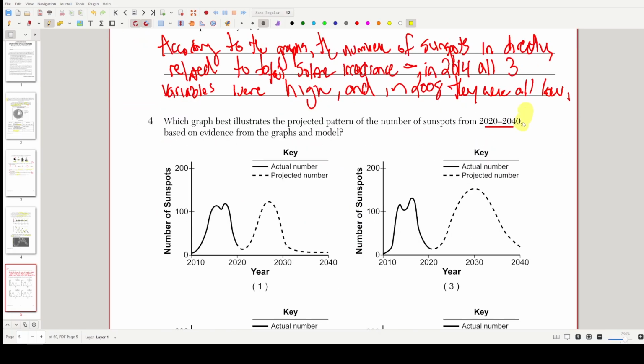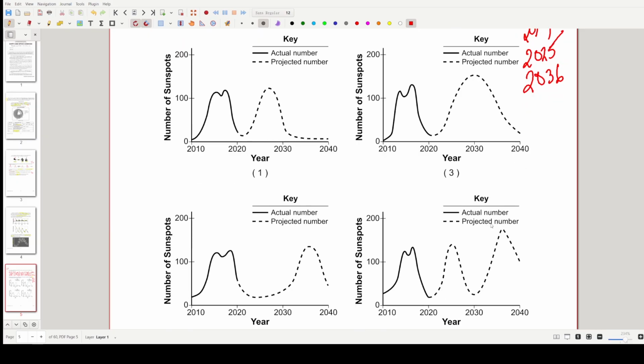If we go 2014, whoops, I'm in a highlighter. And it's an 11-year cycle. All we're going to do is keep adding 11 to that, and we're going to see if it works. So if you can't do that, just get your calculator out and add 2014 plus 11. So we got a maximum in 2025, and then we're going to add 11 to that. So we're going to have another maximum in 2036-ish.